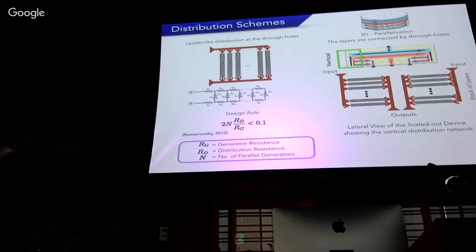So one thing we have for sure is that in order to provide the liquids to the bottom layers in this device, the vertical distribution network had to be something similar to a ladder. We cannot really manufacture fractal distributions in the vertical direction. And for that, Romanowski gave us a formula to design these distribution networks.